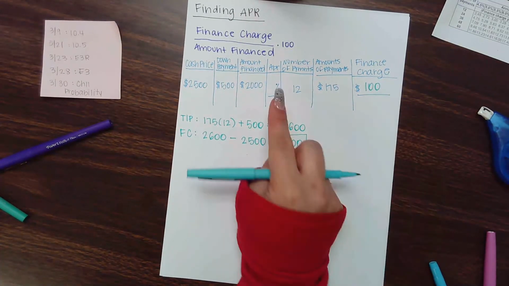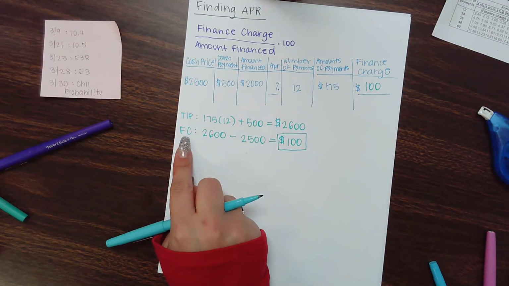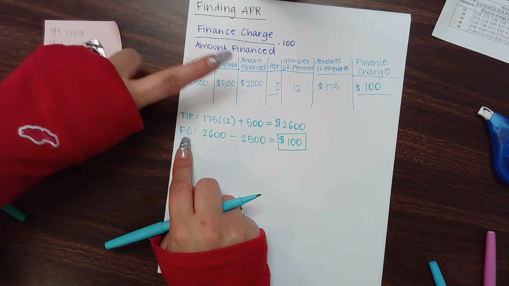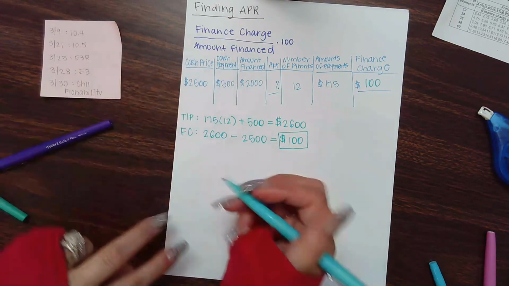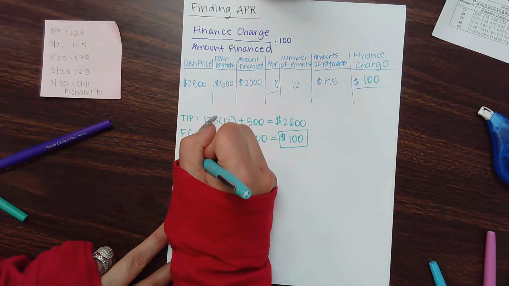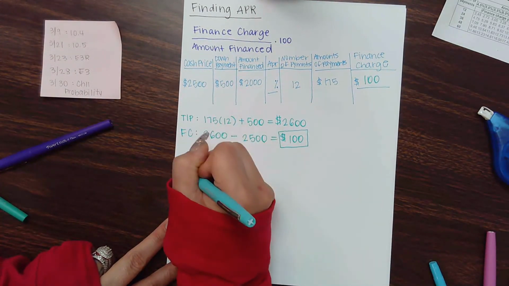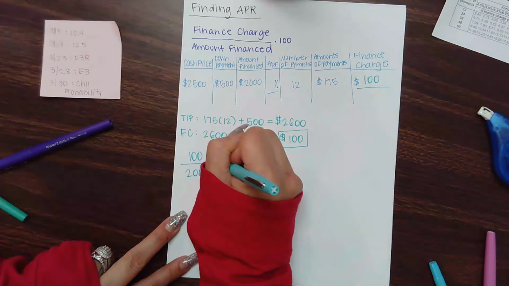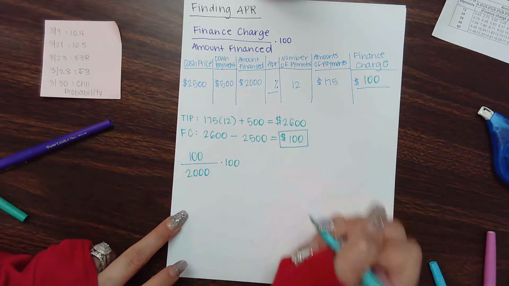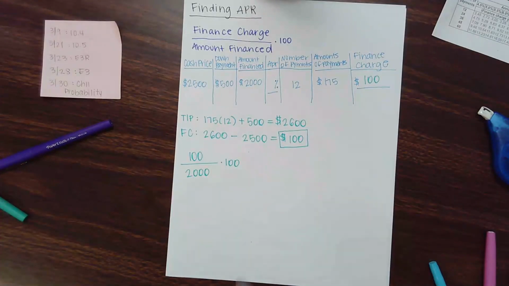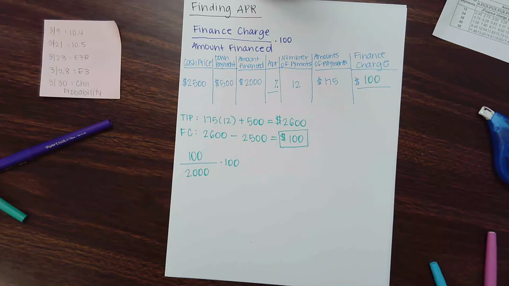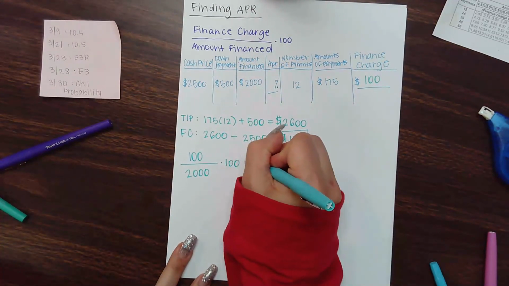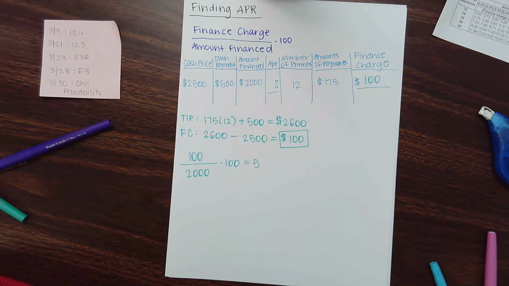How do I figure out the APR? Well, it said take the finance charge, put it over the amount financed, and then multiply by 100. So the finance charge is $100 over I financed $2,000. Multiply this by 100. Y'all, this math right here gives you a dollar amount that you look for on the table. Y'all get five? Everyone should get five.